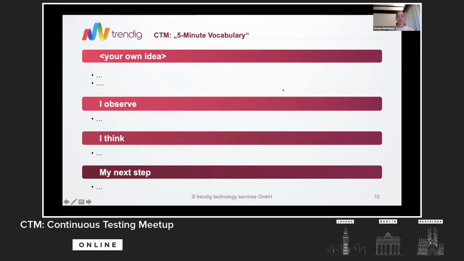So I prepared a small homework for you. There are 10 collected microheuristics that you can find on the website. They will probably work for you too, but for your application or your program, you probably have your own specific microheuristics. So you just create your own idea and describe it in the same way: What is your idea? What do you observe? What do you think? And what would be your next step? So you will create your own collected microheuristics that you can use in your project.